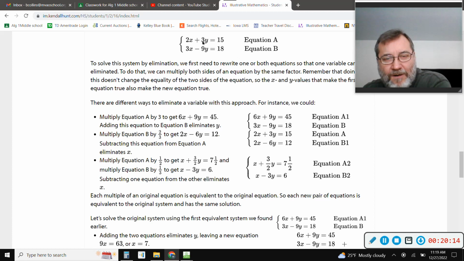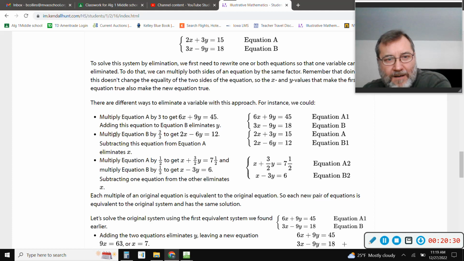They take the top one and they multiply it by 3. Multiply equation A by 3. So 2 times 3 is 6, 3 times 3 is 9, 15 times 3 is 45. All right, and you get these two, the y's go away.